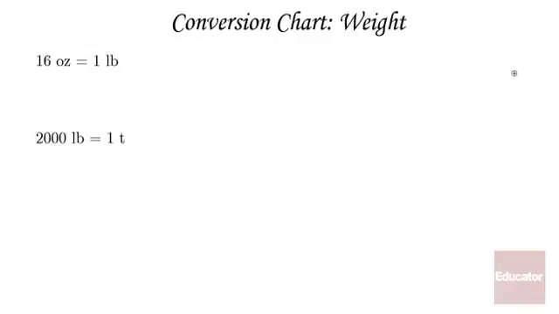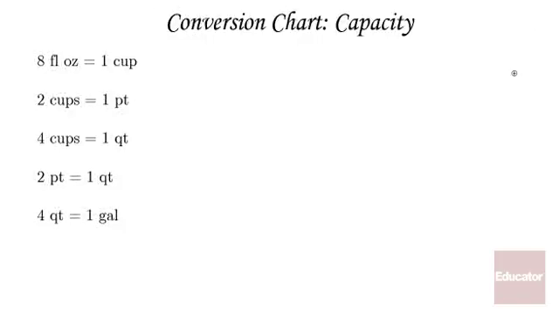Here are some important conversion factors for weight. 16 ounces equals 1 pound, 2,000 pounds equals 1 ton. And here are some conversion factors for capacity. 8 fluid ounces equals 1 cup, 2 cups equals 1 pint, 4 cups equals 1 quart, 2 pints equals 1 quart, and 4 quarts equal 1 gallon.